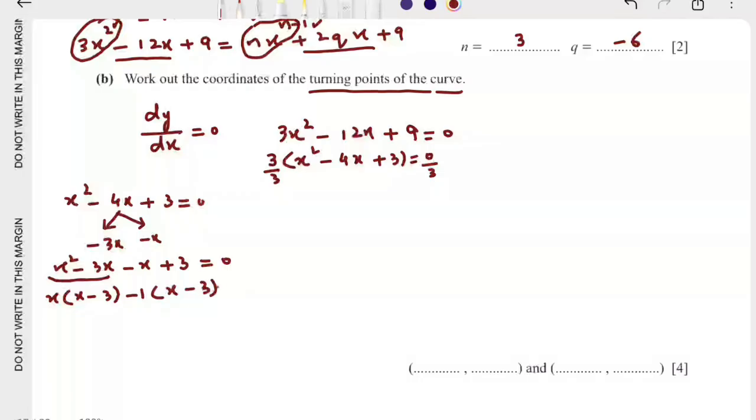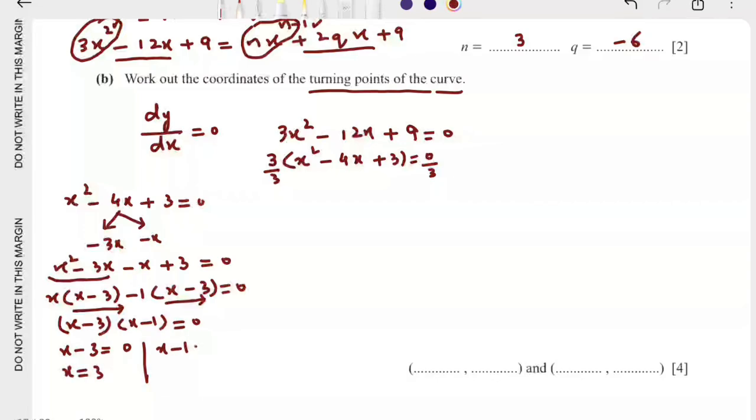x minus 3 is equal to 0. So the common factor is x minus 3, and then x minus 1 is equal to 0. And we have got two answers for x: one answer is x minus 3 is equal to 0 and x is equal to 3, and the other answer is x minus 1 is equal to 0 and it will be x is equal to 1.